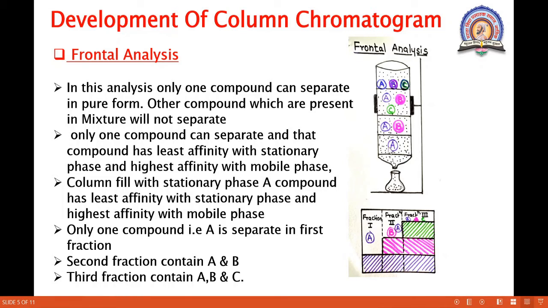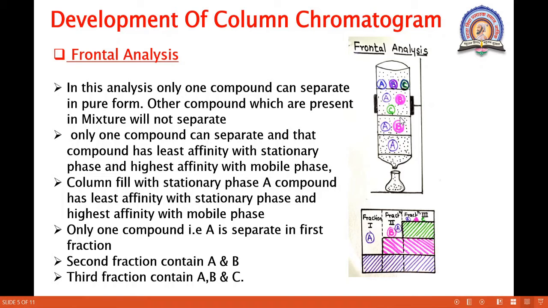This is a column. That column is filled with the stationary phase, and the solvent or the mobile phase is introduced from the top. First, we introduce the sample here. This sample contains three components A, B and C. When the mobile phase is introduced from the top, what happens? This mobile phase goes in this direction by the gravitational force.